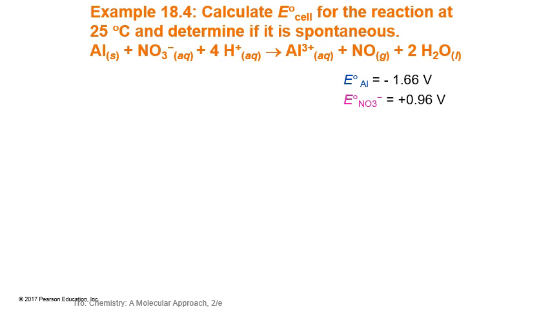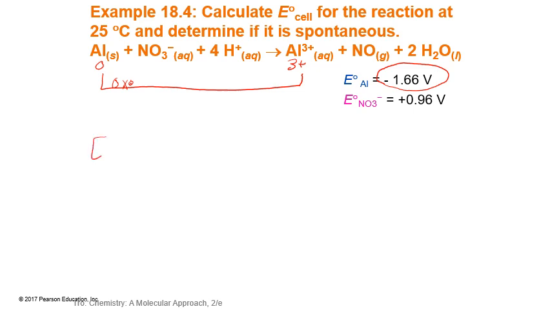Here we have a chemical reaction, and we want to determine if it is spontaneous. So we have aluminum that is going from an oxidation state of 0 to +3. And so this is oxidized because oxidation is loss of electrons. And because our aluminum is being oxidized, that means it is the anode in our chemical reaction. If we look at our value, it is negative, which means that it is more likely to be the anode.